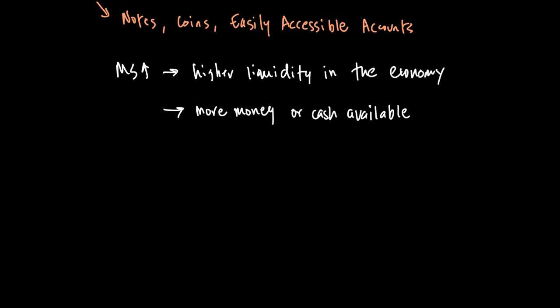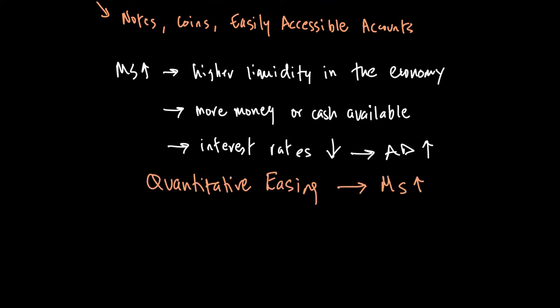And this higher cash available means that your interest rates will go down, because people no longer want to borrow as they were borrowing before. And also that means that when the interest rates are going down and when the money is available for people to spend, then the economy will find the spending, or AD, to go up. The rise in money supply is also called quantitative easing in an economy, because we are easing the money supply in an economy.